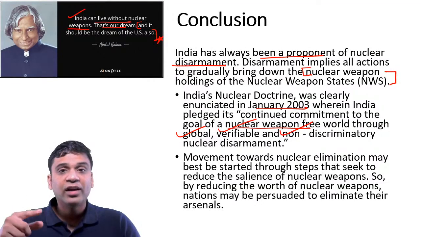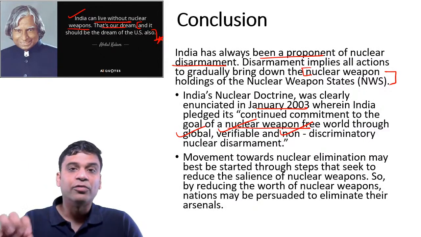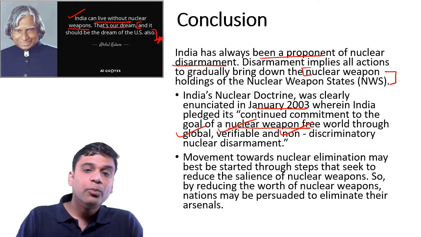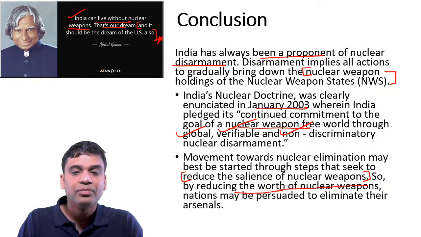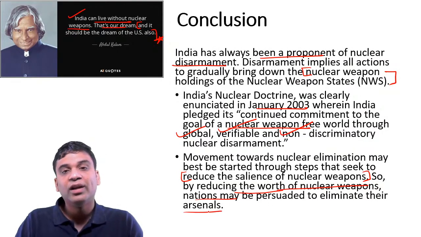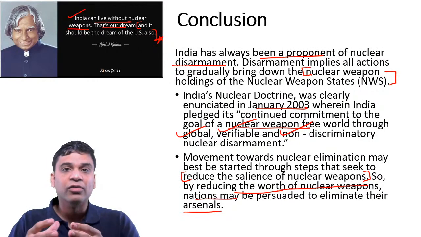So how should we reduce the nuclear weapons? We should focus on diminishing the value of it. The movement towards nuclear disarmament can be started by reducing the salience of nuclear weapons. So we should reduce the worth of nuclear weapons, and nations may then be persuaded to eliminate their arsenals. So we should make it a nuclear war-free world.